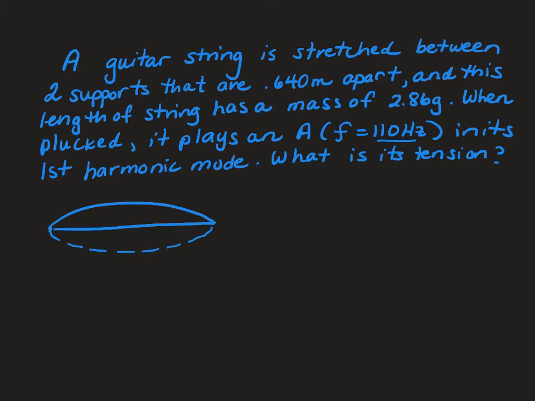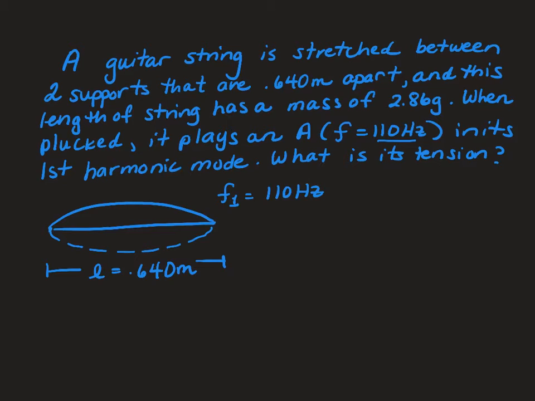We know the length of the string is 0.640 meters, so that's the length of the string. And we know it plays a frequency of the first harmonic of 110 hertz. So when I pluck that guitar string, it vibrates up and down in that fundamental mode at a frequency of 110 hertz. That's great. Okay, we want to figure out the tension.